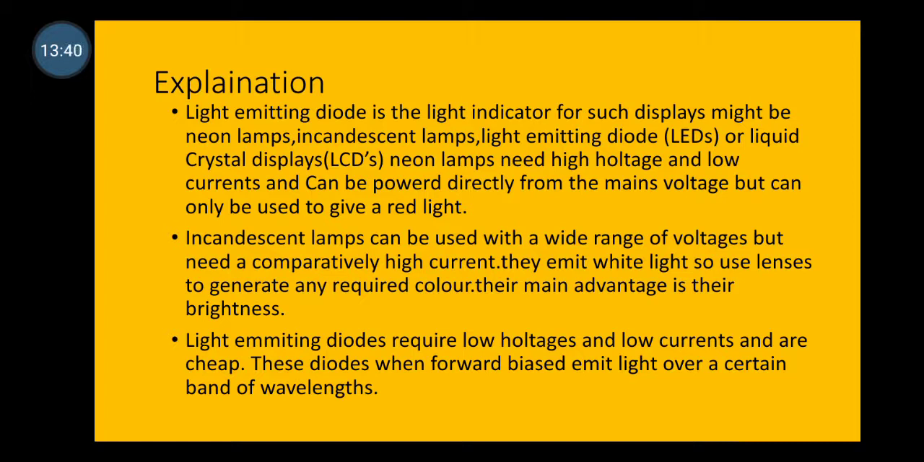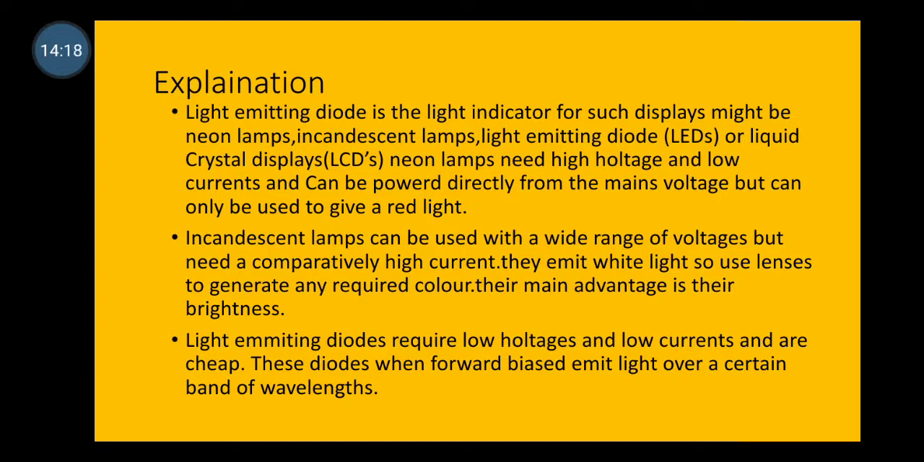Neon lamps need high voltage and low current and can be powered directly from the mains voltage, but can only be used to give a red light. Incandescent lamps can be used with a wide range of voltages but need a comparatively high current. They emit white light, so lenses are used to generate any required color. Their main advantage is their brightness.